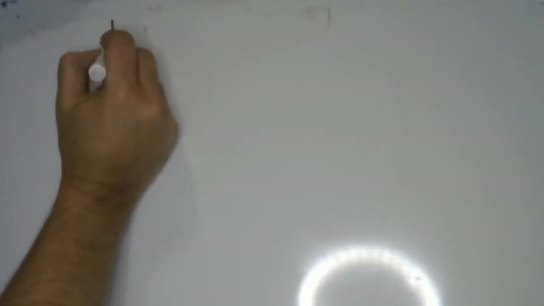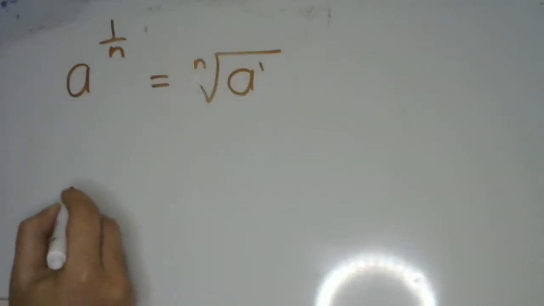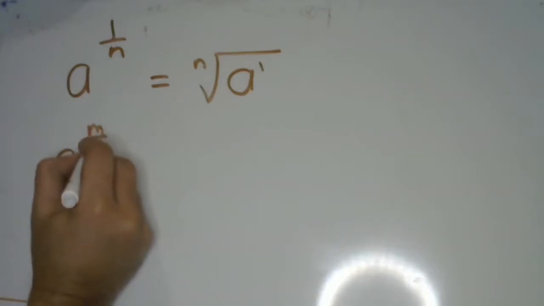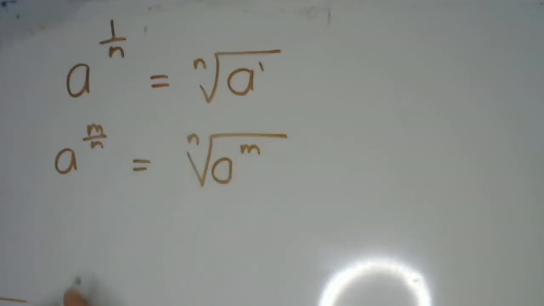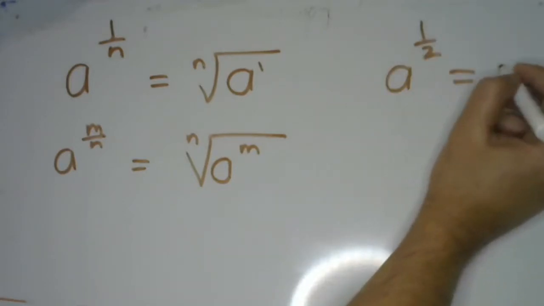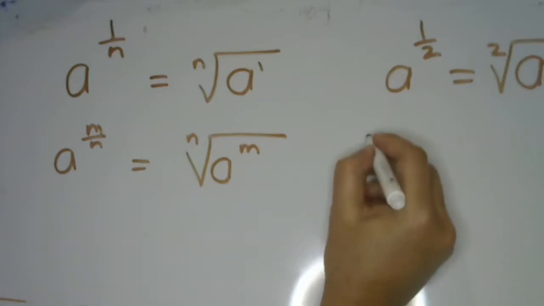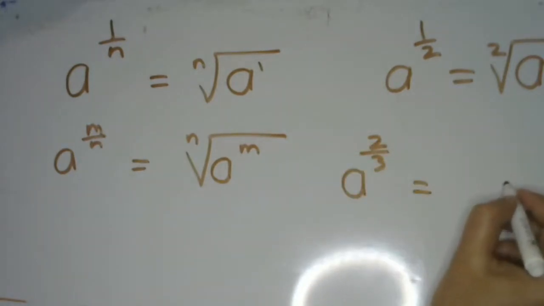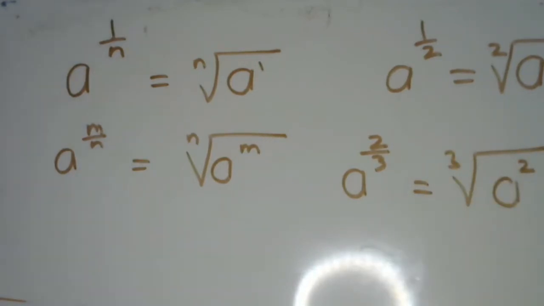Okay, so there are two more rules that I should have told you about. It's a to the 1 upon n, which is the same as a to the 1 to the n root. And a to the m upon n is the same as a to the m to the n root. So an example here would be a to the half is equal to a to the 1 to the square root. In this case, a to the 2 upon 3 is equal to a to the 2 to the cube root. All right?